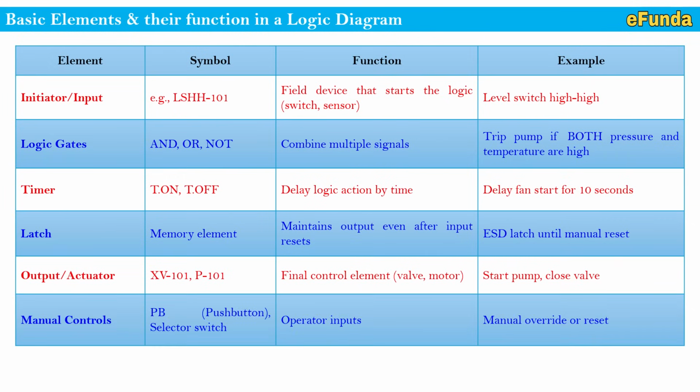Manual control, that is a push button. Selector switch is the symbol being used. Function: operator input, that is operator intervention. An example: manual override or reset system. These are the basic elements and their functionality. It is very important, and it will help you understand logic correctly and its implementation based on the process conditions given for safety related systems.